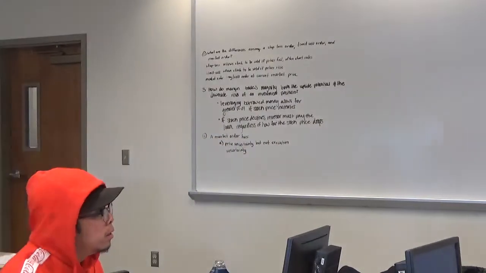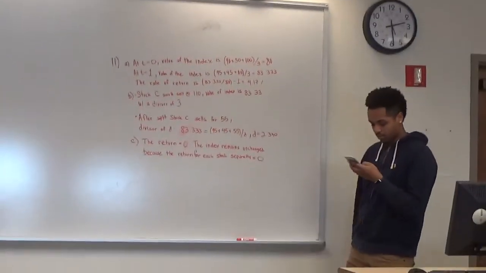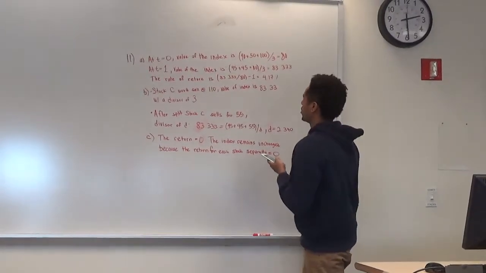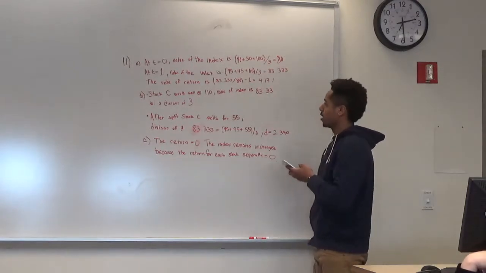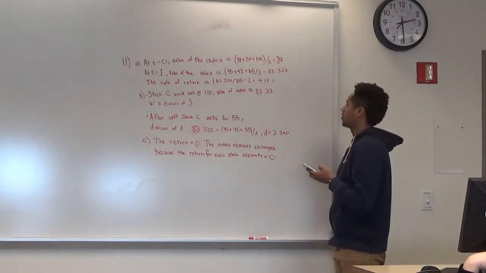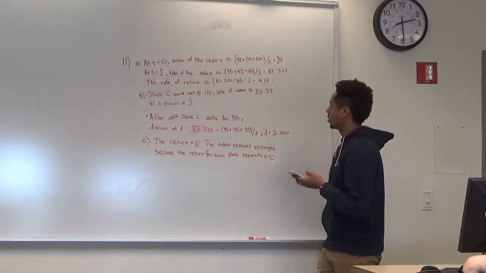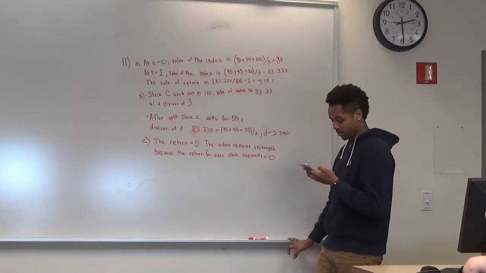I have chapter 2, number 11, and the question is calculate the rate of return on a price-weighted index of the 3 stocks for the first period, T equals 0 to T equals 1. So at T equals 0, the value of the index is 90 plus 50 plus 100 divided by 3, which is 80. And at T equals 1, you do 95 plus 45 plus 110 divided by 3, and that's 83.333. So you divide those and subtract 1, and you get your percent of 4.17.